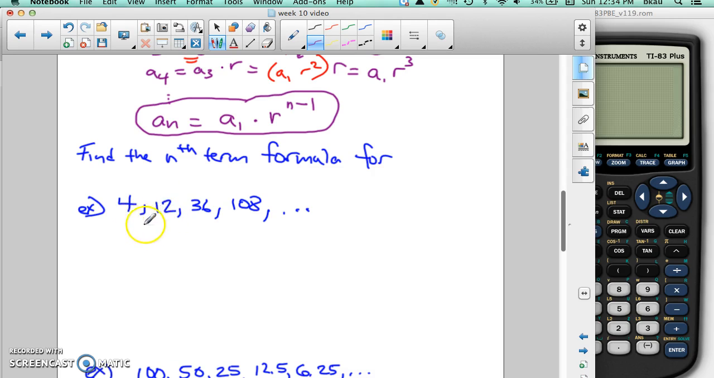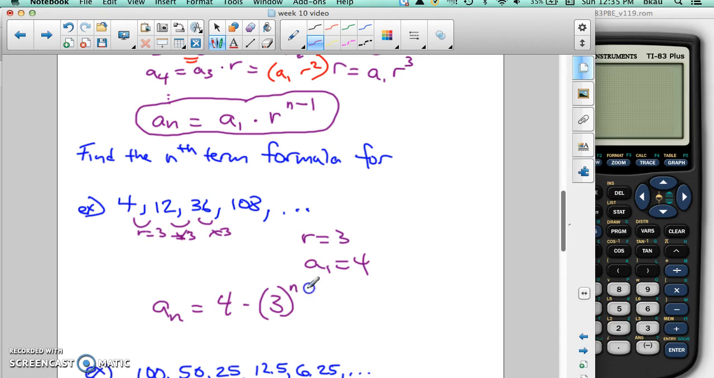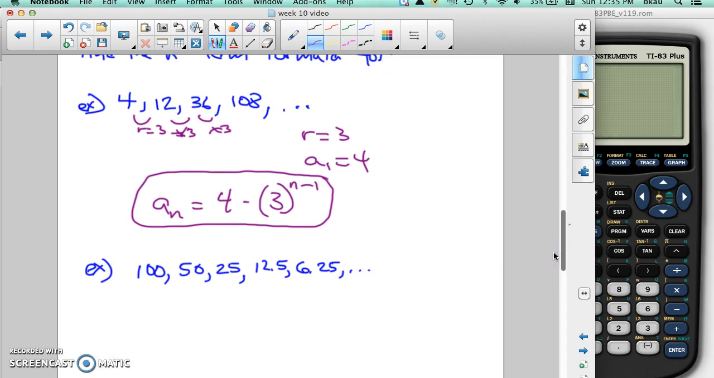So in this case we have, this was the previous one where we had the ratio being 3 each time. Each time we go through this, we went by 3 each time, times 3, times 3. So r in this case is 3. Now a sub 1 is our first term, which is 4. So our answer for this, a sub n, equals 4 times 3 to the n minus 1 power. That's our a sub n formula for this example. Now on our second example, we were multiplying by a half each time.